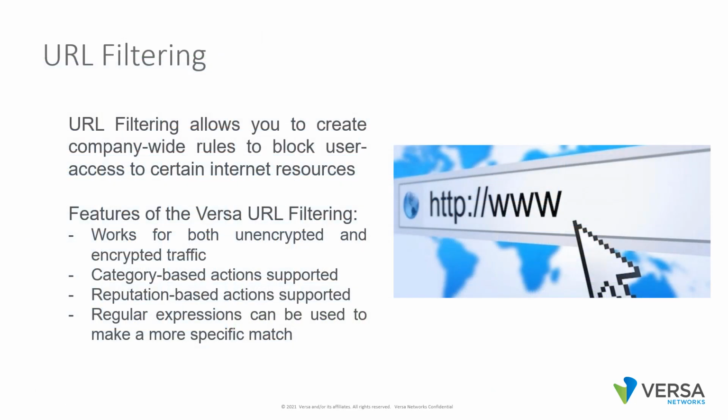What is URL filtering and what does it allow us to do? URL filtering allows you to create company-wide rules to block user access to certain internet resources. Let's say block or restrict access to certain resources. You can take, for example, category-based actions, reputation-based actions. You can create your own regular expressions for the websites which need to be blocked or restricted. And of course, it works for both unencrypted and encrypted traffic.